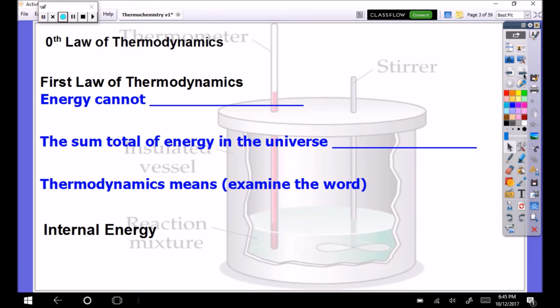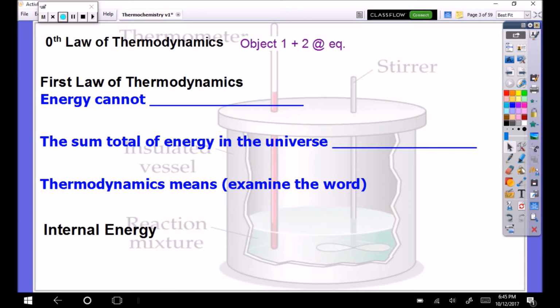Some of the new things we see: the Zeroth Law of thermodynamics. I can't remember if we talked about this last year or not. We can talk about the name and why it's called the Zeroth Law later on. I don't want to waste time doing that here.